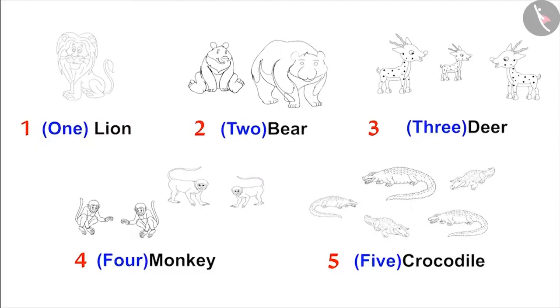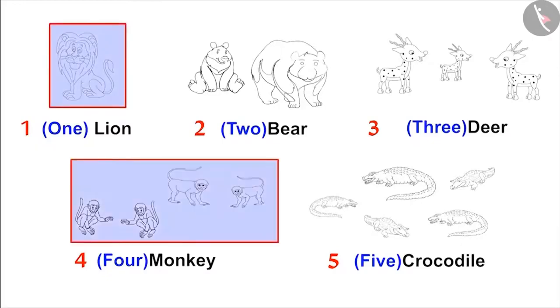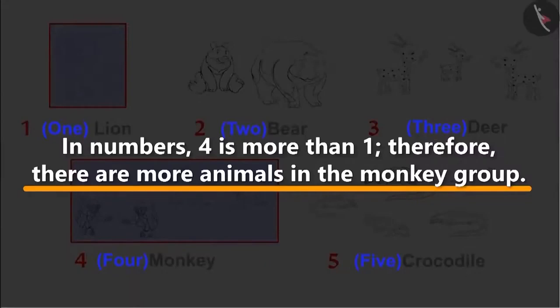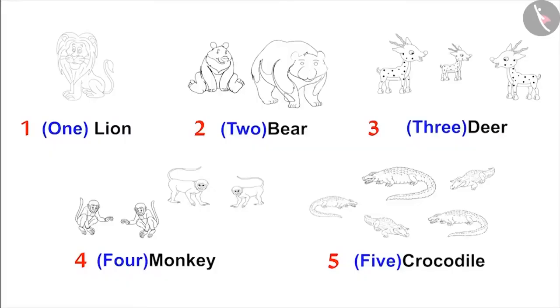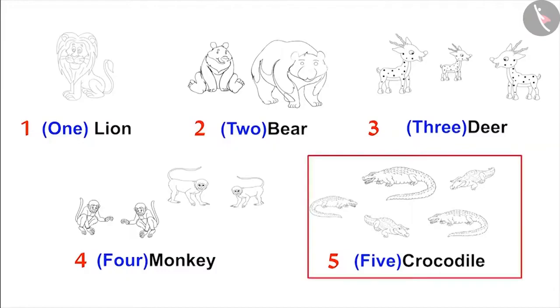There is one animal in the lion group and there are 4 animals in the monkey group. Amongst the numbers, 4 is more than 1. Therefore, there are more animals in the monkey group. Very good, Pinky. Now tell me, are there fewer animals in the deer group or in the crocodile group?